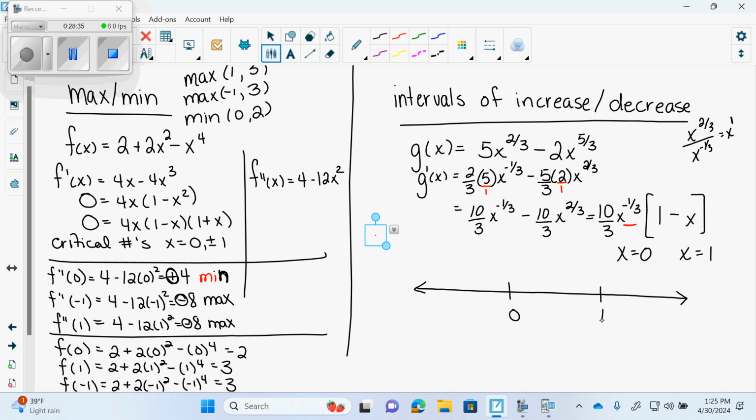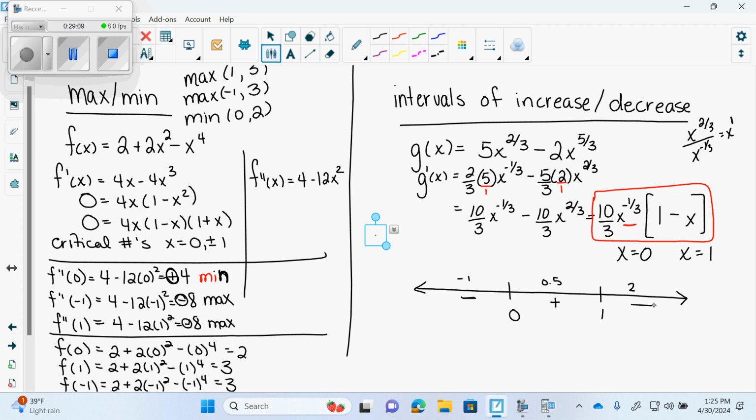All right. So, we're plugging in test points, -1, 0.5, and 2. What are we plugging them into? The first derivative, and I often plug them into this. Correct? So we're going to get 10/3 x to the negative 1/3 to the negative 1. Do we care what the actual number is? No. We just care about the what? Sign. The sign. Negative, positive, negative.